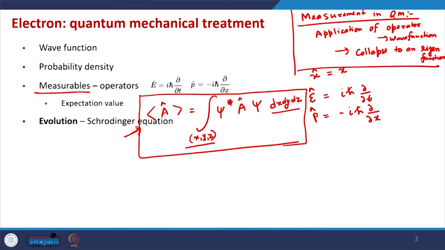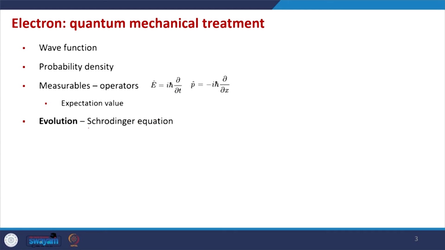Another important quantum mechanical idea is that any system evolves according to a specific equation known as the Schrodinger equation, a quantum mechanical equation, which is also quite different from the classical evolution of systems. So, any system will evolve according to the Schrodinger equation of that particular system.